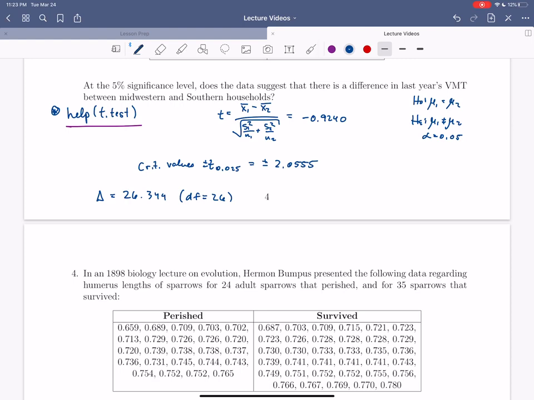And our test statistic is in the do not reject region, so we do not reject. Okay, again, just to give you a little picture of that, we have 2.055. Here's my, as always, beautiful bell curve. So we have 2.0555, and likewise negative 2.0555. Okay, and we have our test statistic, negative 0.924, and that's right between the two critical values, so that means that we do not reject. Okay, that's our conclusion there.